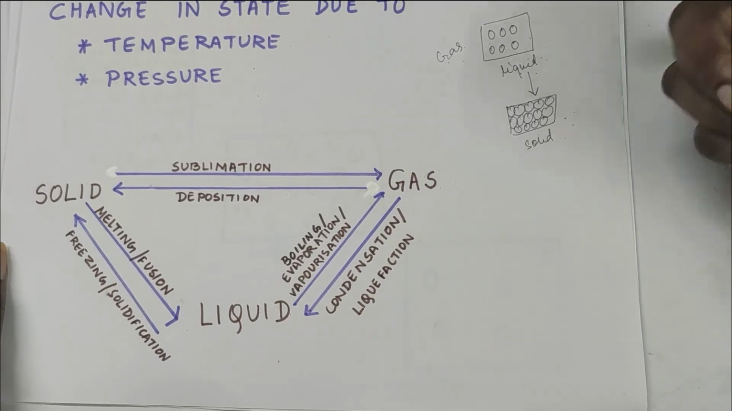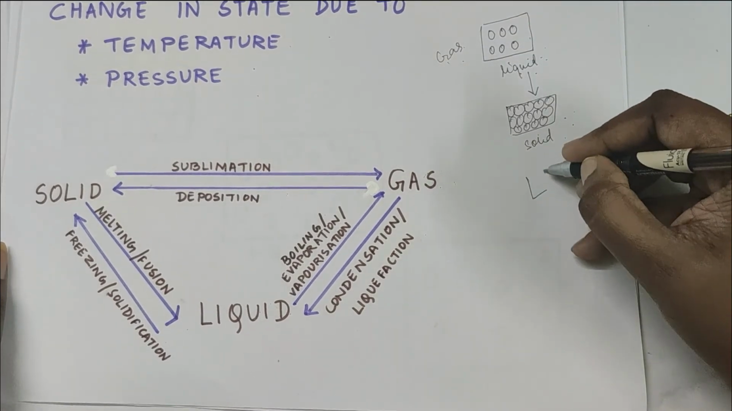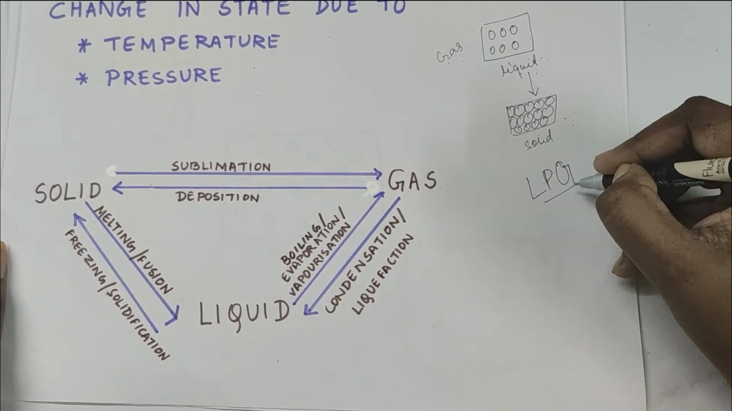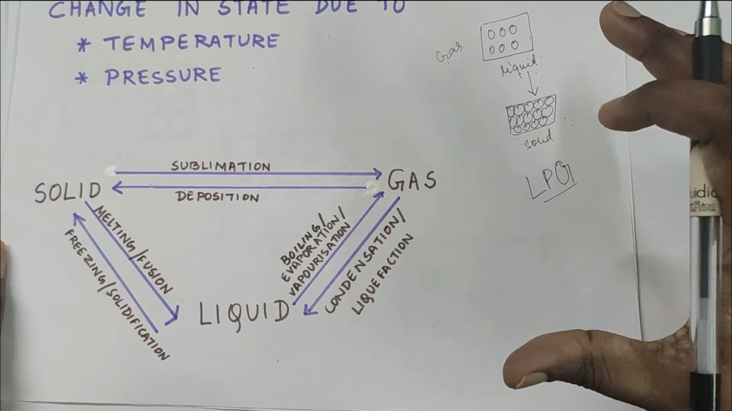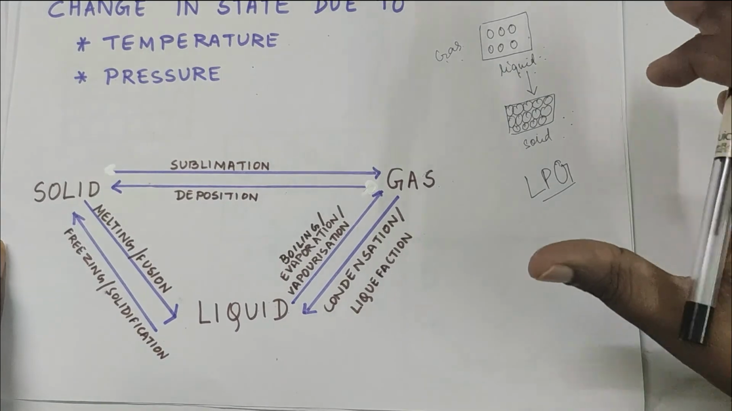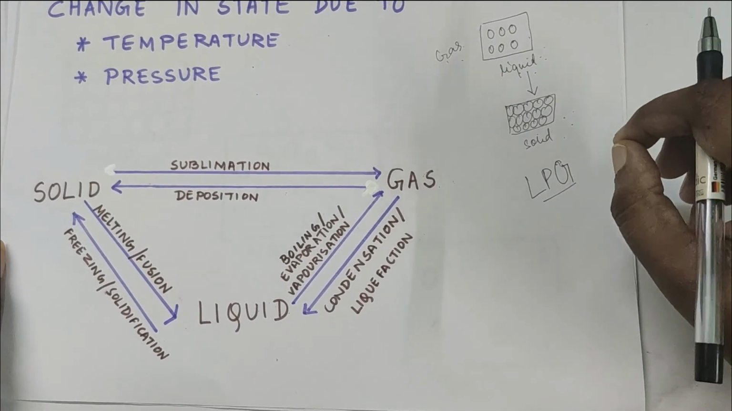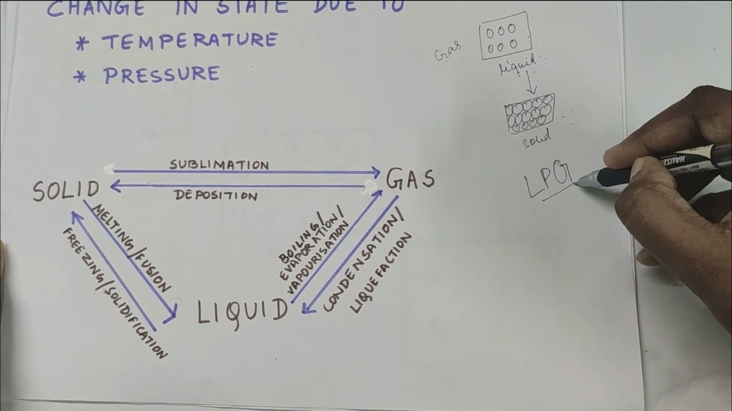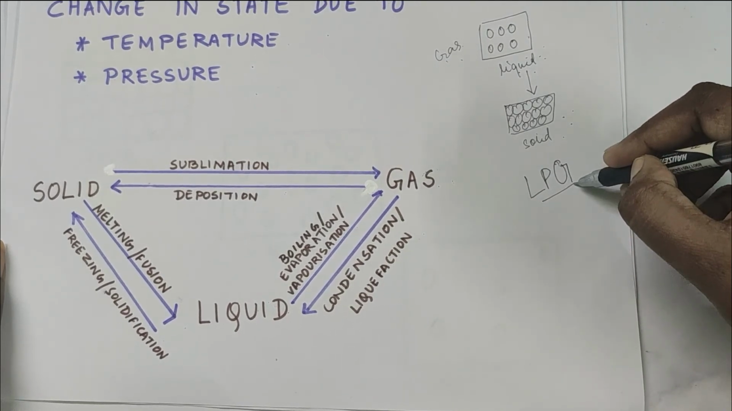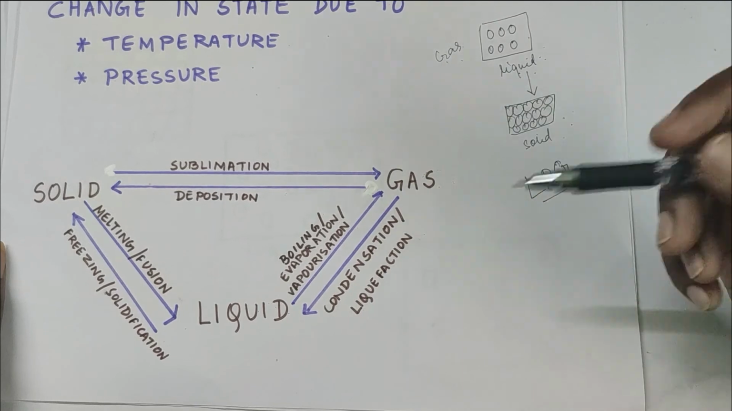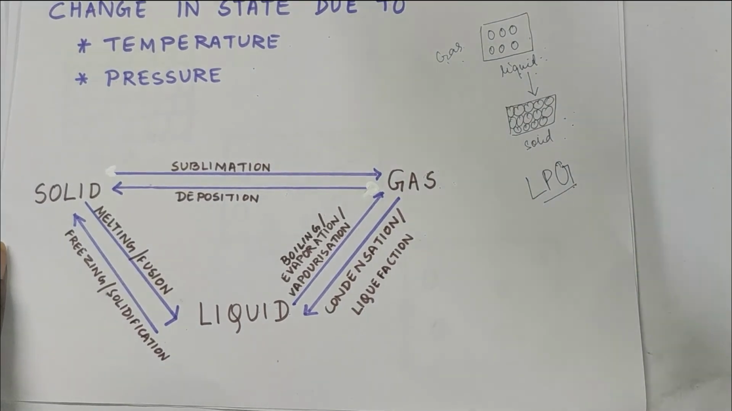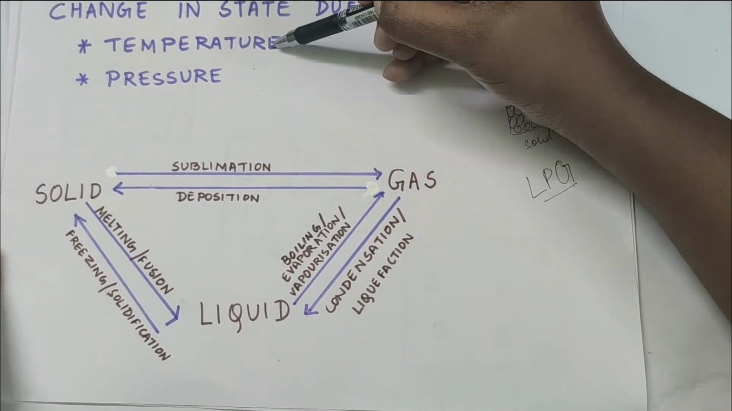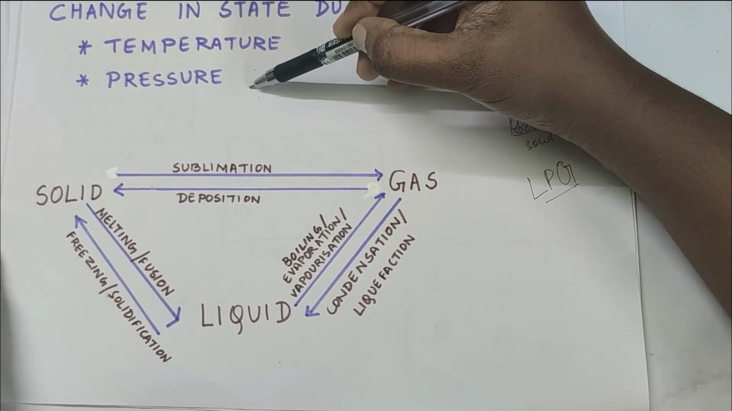Even at your home you might be using LPG gas, liquefied petroleum gas, and in that when we apply pressure and fill it in the gas cylinder, when we open the valve to switch on the gas, the pressure is decreasing and thus the liquid is changing into gas and coming out as flame. So through that we can understand the change in state brought about due to temperature and pressure.